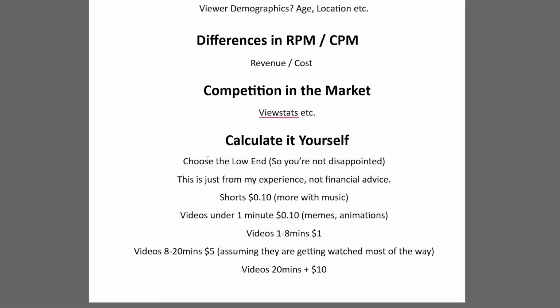So first of all, choose the low end. Okay, so if you're looking at competition, or maybe even looking at your own channel to try and estimate how much you're going to earn when you're monetized, choose the low end.